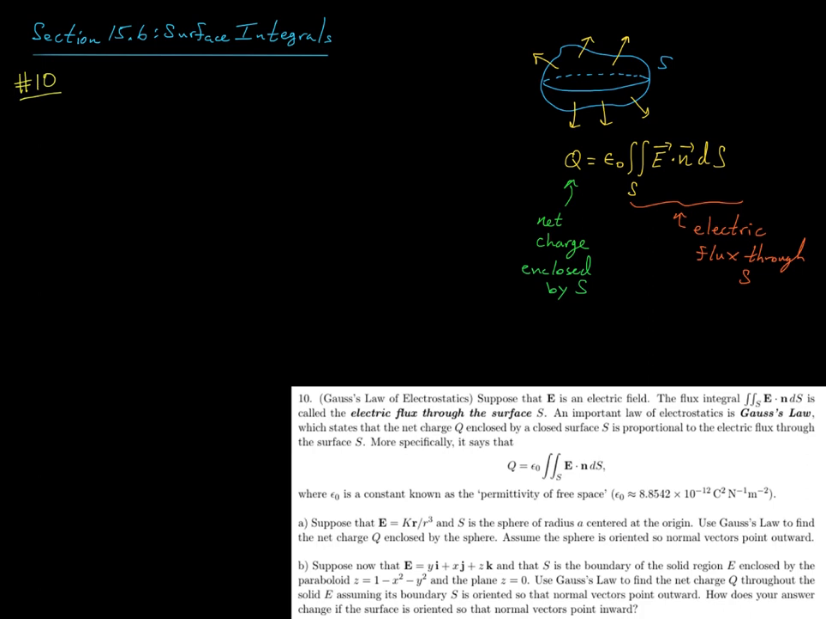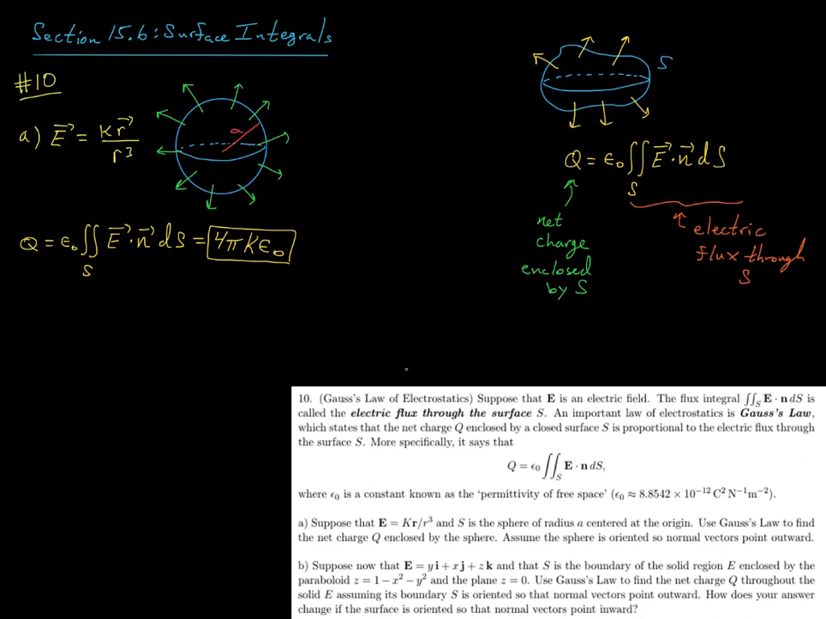All right, so we've really done all the calculations in the last video. The flux integral we found was 4 pi k, so that implies that the net charge Q enclosed by this sphere is 4 pi k times epsilon naught.